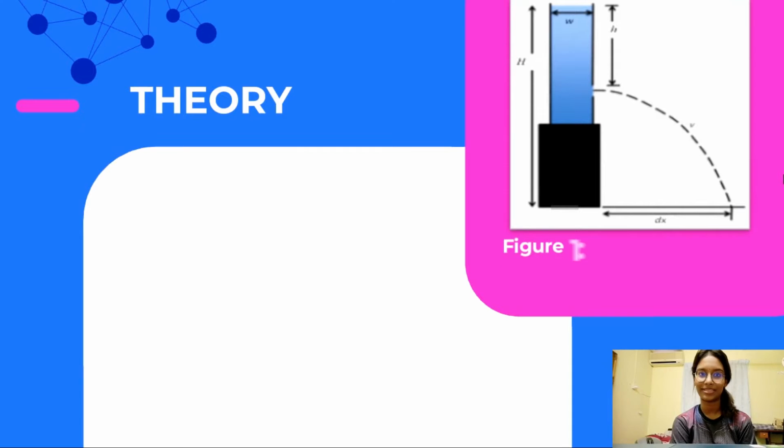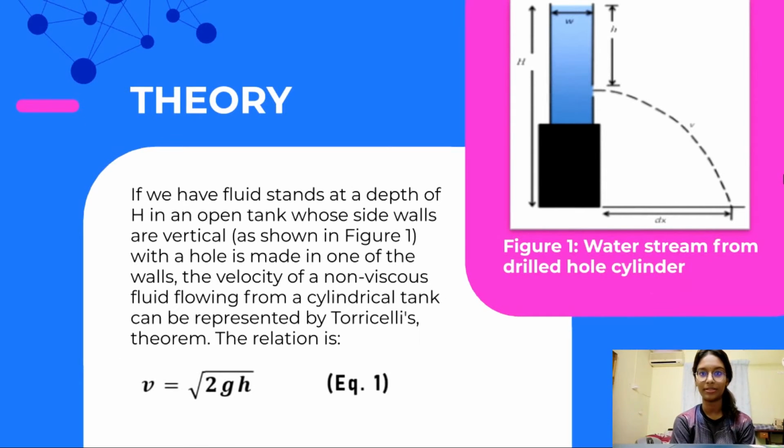Moving on is the theory, whereby if we have fluid standing at a depth of h in an open tank whose side walls are vertical, as shown in figure 1, with a hole made in one of the walls, the velocity of a non-viscous fluid flowing from a cylindrical tank can be represented by Torricelli's theorem. The relation is V equals the square root of 2gh, whereby V is the velocity in meters per second, h is the depth below the surface of the liquid, and g is the gravity.